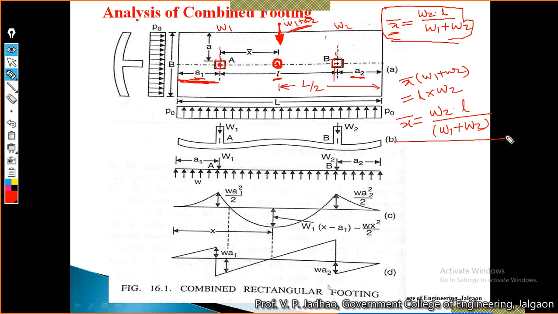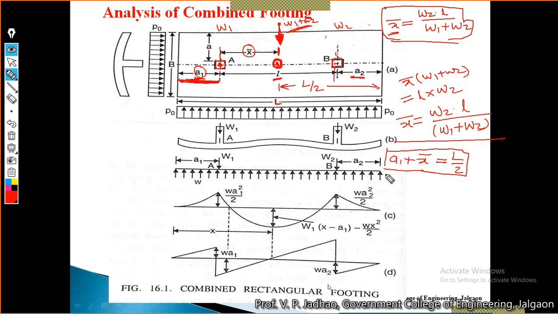Again, if you see this value A1, this is the extension of the footing beyond column A. If we add A1 plus X bar, what do we get for a rectangular footing? This will be at the center, at a distance L by 2. Therefore, A1 plus X bar will be equal to L by 2.